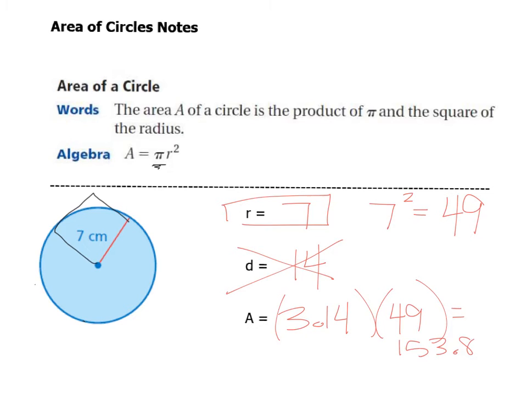153.86. This radius square right here is 49, and it takes about 3 of those radius squares to cover the whole circle, which is why I do 49 times a little bit more than 3, which gives me my area.